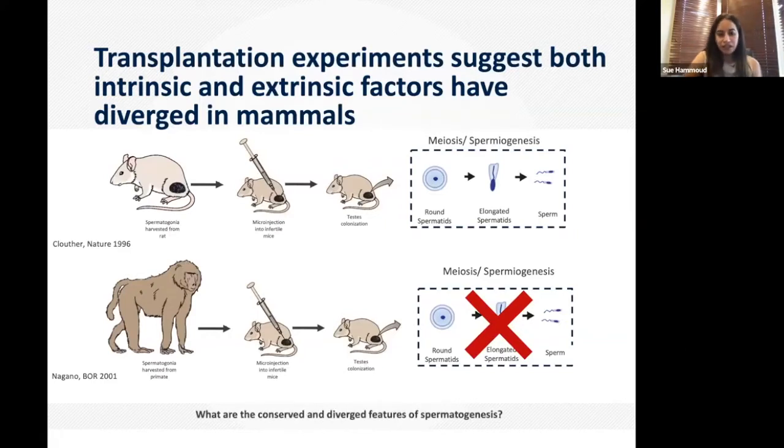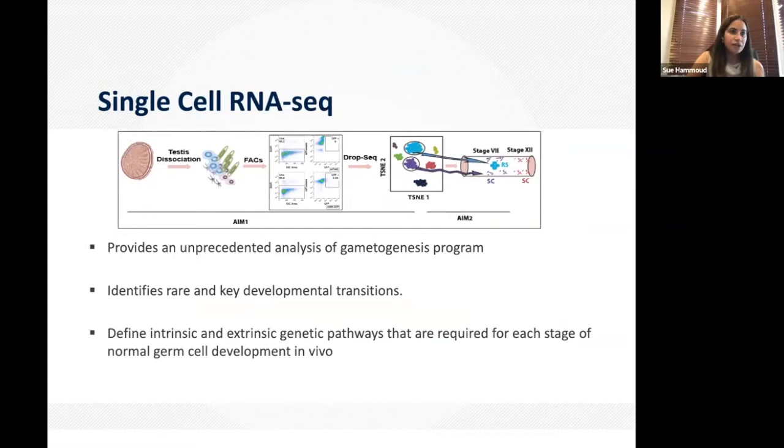And so we're interested in understanding what are the conserved and diverged features of the spermatogenesis program. But in order to do this, we need to be able to compare across species and to compare across equivalent cell types to better understand this process. And so some of the limitations in the field, at least for primate tissue, is that there are no known cell surface markers that we can use to purify all the different somatic and germ cell populations.